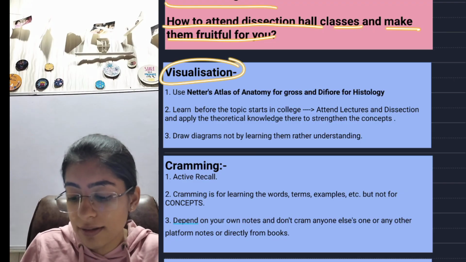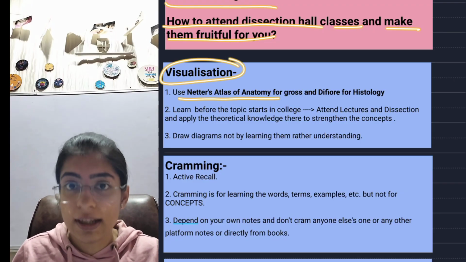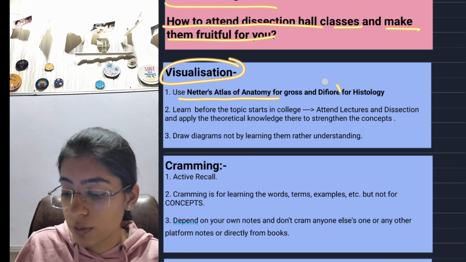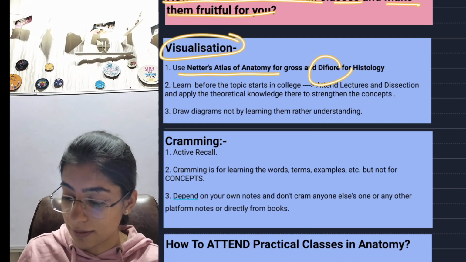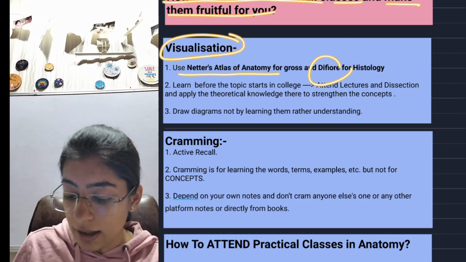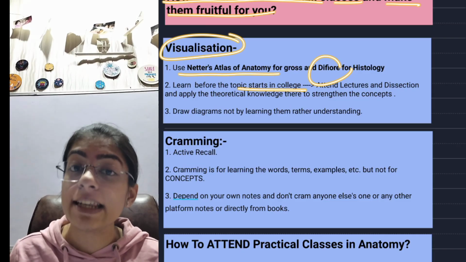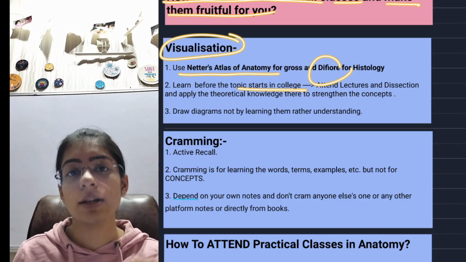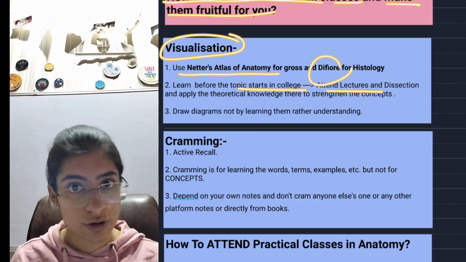Visualization: for that you need to use Netter's Atlas of Anatomy for gross, and for histology you need to use the Di Fiore Atlas of Histology. Forgive me if I've pronounced it wrong. Learn the topic before it starts in the college. This is very important when you are doing anatomy, right? And attend the lectures and dissection in the college.